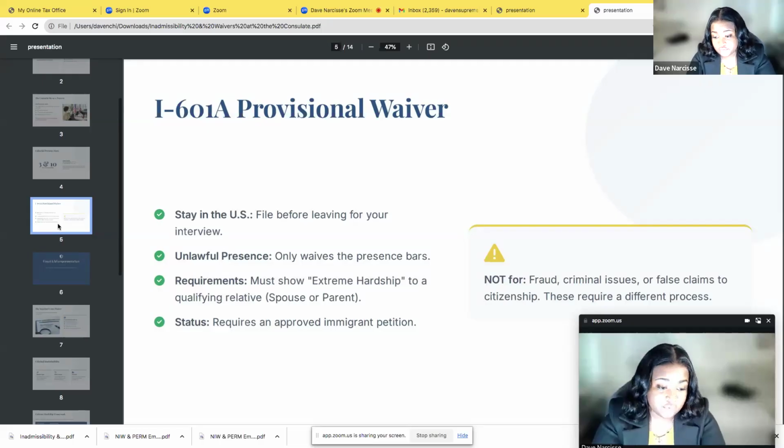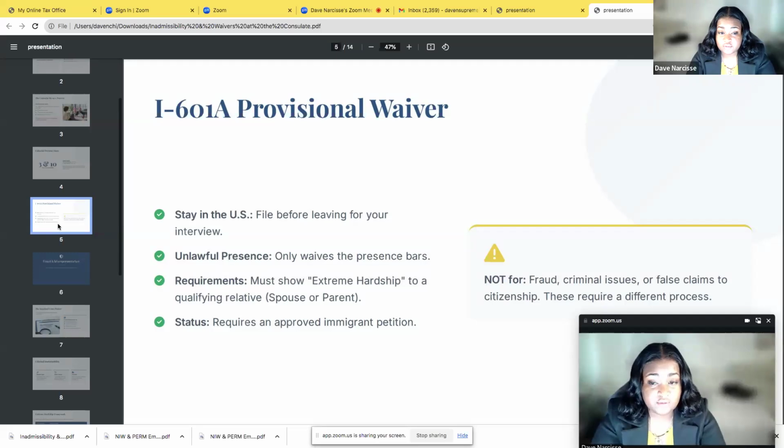Let's say you have an approved immigrant petition, but you have unlawful entry, so you are inadmissible and cannot get your green card. You're going to be required to file I-601A to get it approved, leave, go to the interview for consular processing, and come back after you get approved.